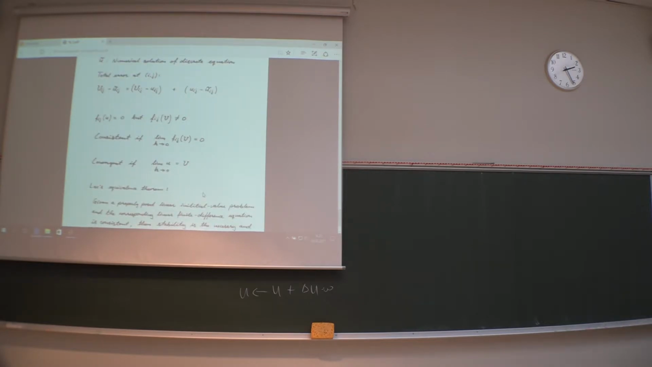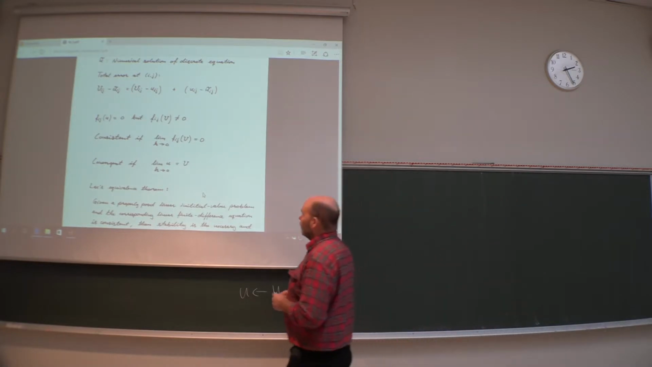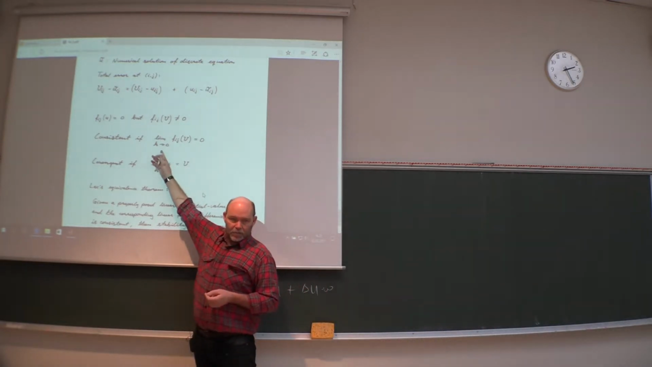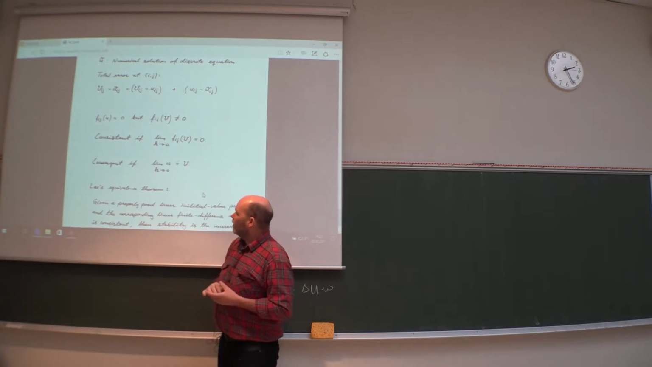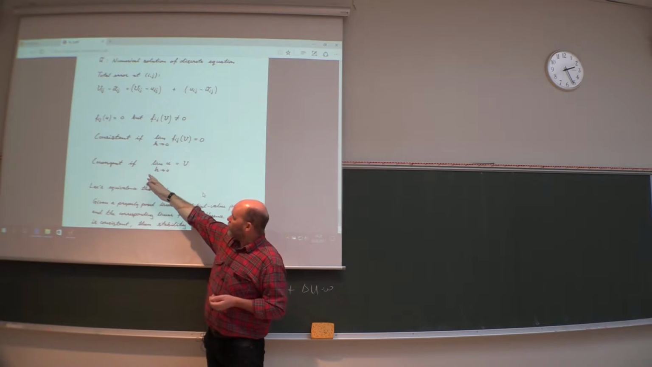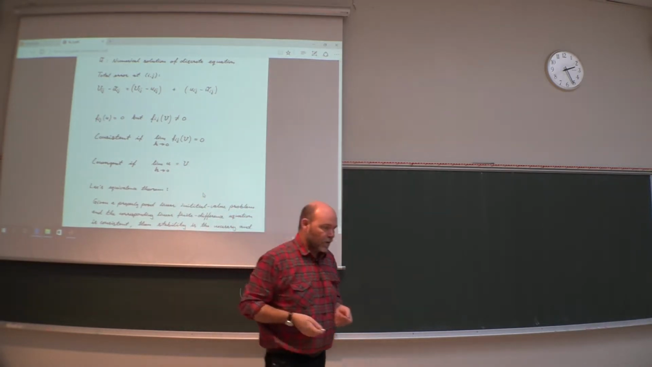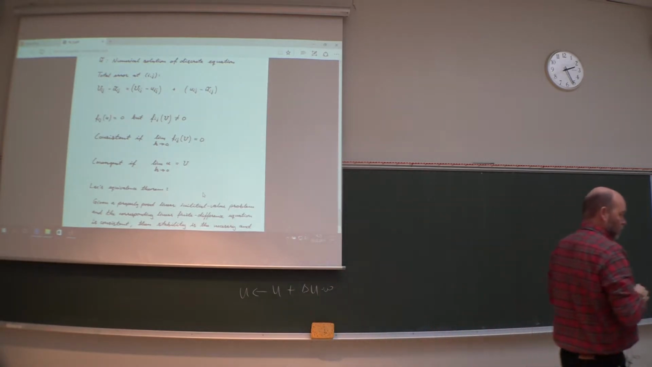So now we say the system will be consistent if this truncation error goes to 0 when all your deltas become smaller and smaller and smaller. And we say the system will be convergent then if these two are getting closer and closer to each other for smaller and smaller deltas.